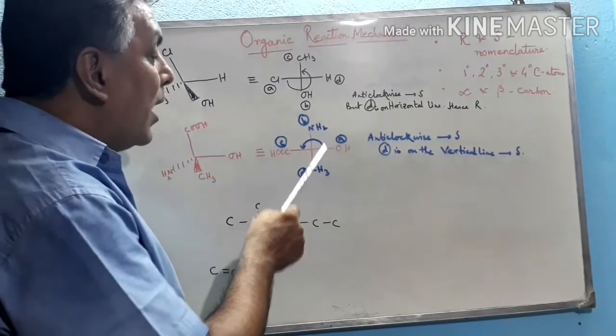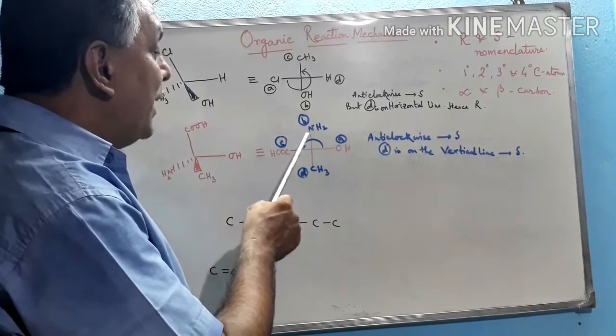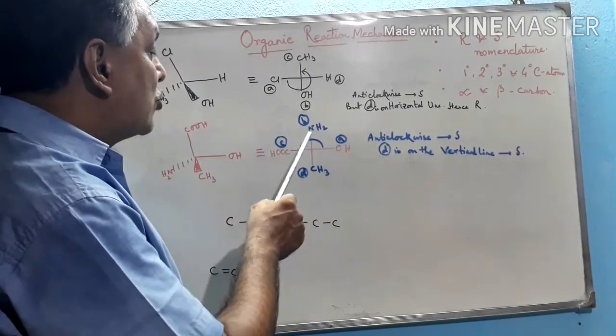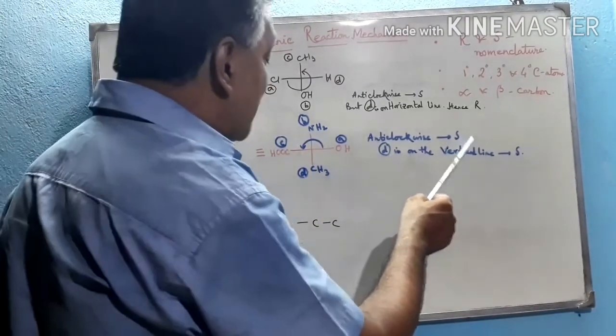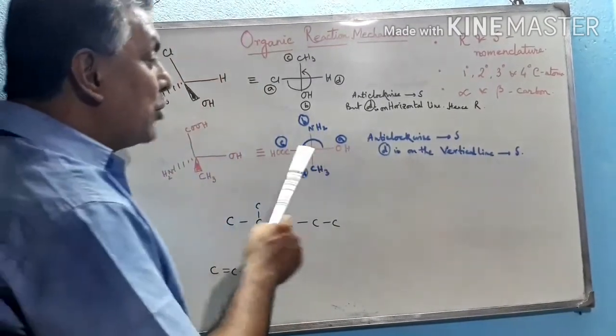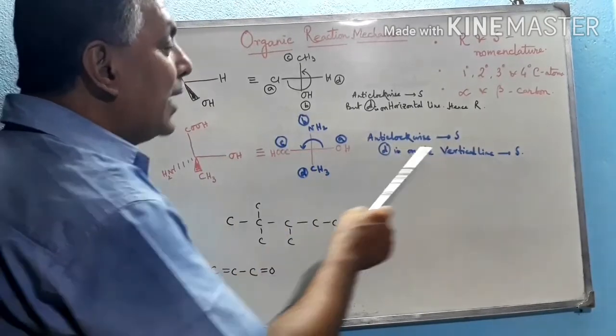So if we rotate our finger from A to B to C, that is OH to NH2 to COOH, that is anti-clockwise. As it is anti-clockwise, it becomes S. But here the position of D is on the vertical line, so it remains the same.